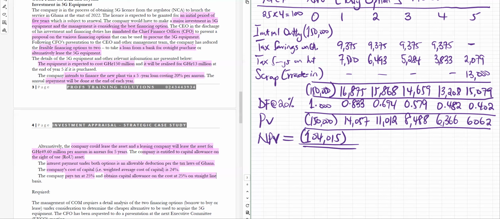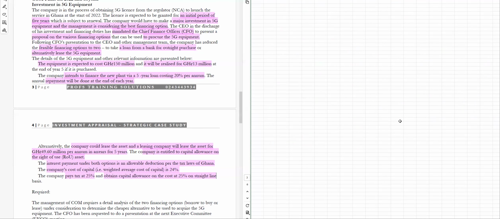So that was one hell of a ride. That was the buy option. Now we move to the lease option.